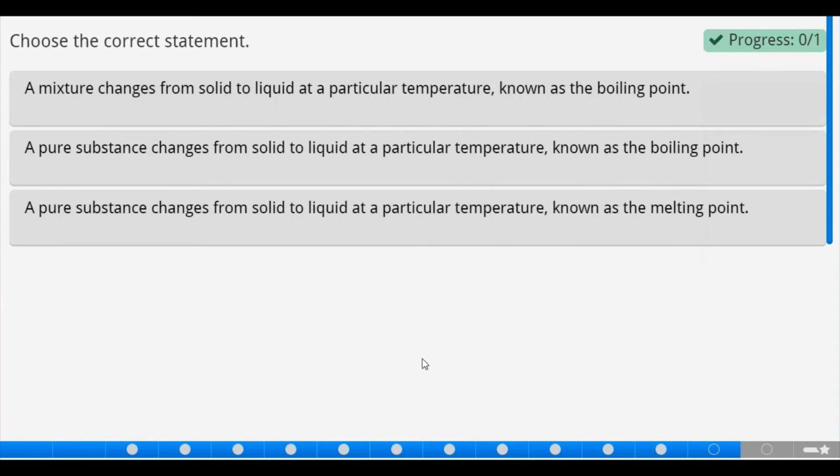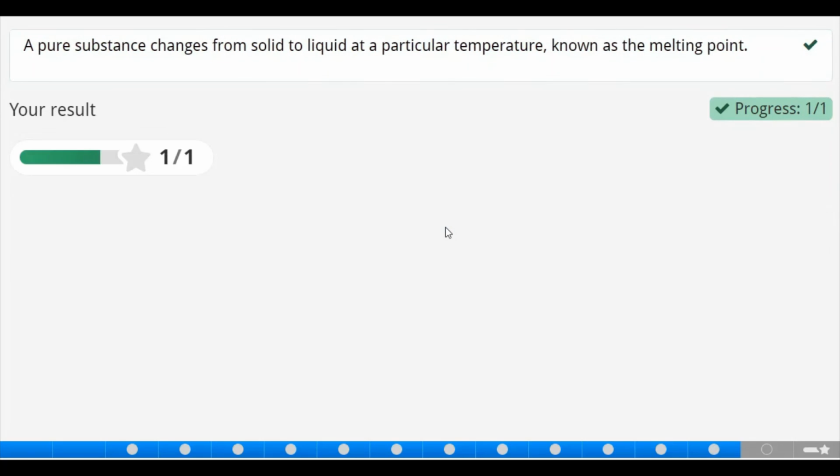So before we wrap it up for today, we have to choose the correct statement in any of the three above. A mixture changes from solid to liquid at a particular temperature known as the boiling point. The statement is what? Wrong, because a mixture can comprise two or more substances mixed together. A pure substance changes from solid to liquid at a particular temperature known as the boiling point. The statement is what? False. A pure substance changes from solid to liquid at a particular temperature known as the melting point. Correct. For a solid to change to a liquid, it will have to undergo the process called melting. So let's pick it and check. That's correct.